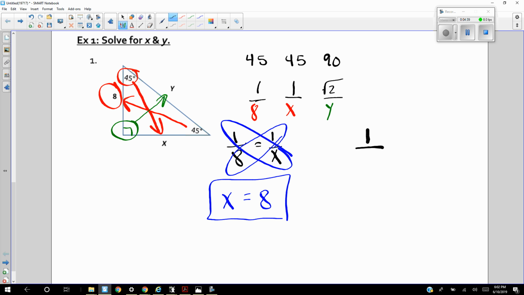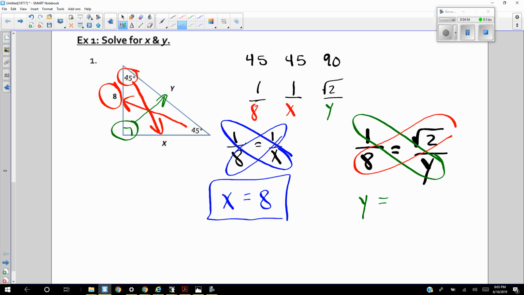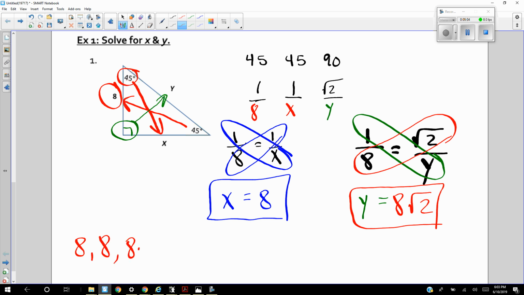So we're going to use the same fraction, 1 over 8, that we used in the last problem, and we're going to set it equal to radical 2 over y. We're going to multiply the cross products, so we get 1y there. Multiply the other way, 8 times radical 2 is just 8 radical 2. So the three sides of this triangle are 8, 8, and 8 radical 2. That follows the 1, 1, radical 2 pattern. Those are just scaled versions of that pattern.